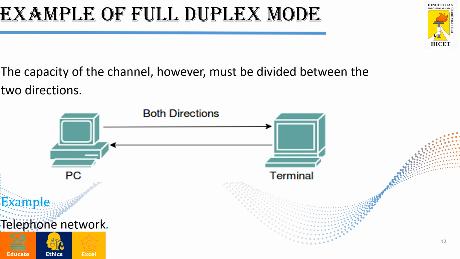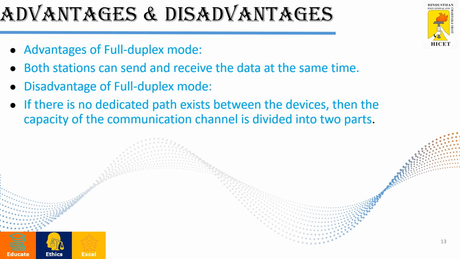So let us come to the advantages of full duplex mode. Both the stations can send and receive the data at the same time. These are all the advantages of full duplex mode. And the disadvantage of full duplex mode is that if there is no dedicated path between the devices, then the capacity of the communication channel is divided into two parts.